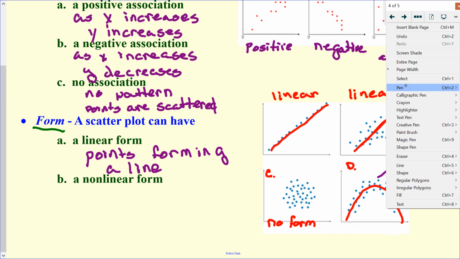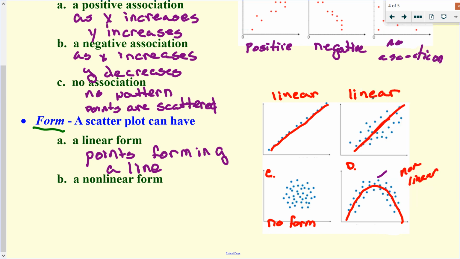So going back to our point, a linear form forms a line. In a nonlinear form, the points form a curve, not a line. This one is nonlinear because it's forming a curve. Be aware, though, no form is neither linear nor nonlinear.